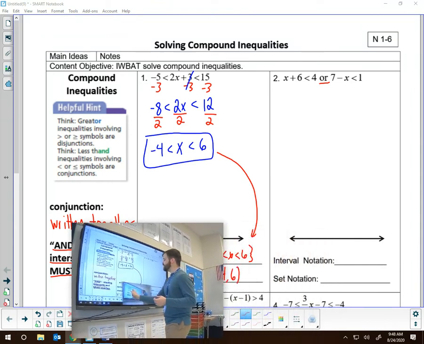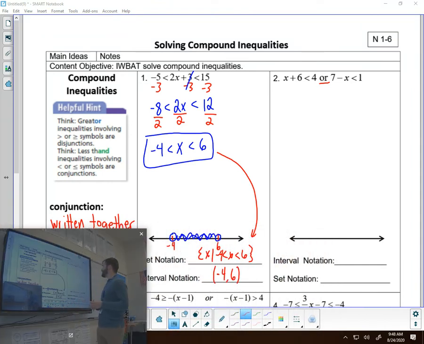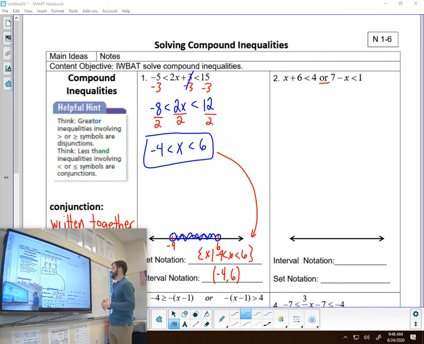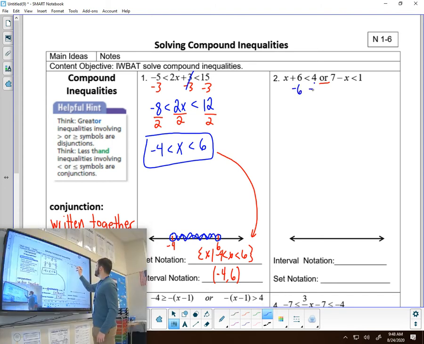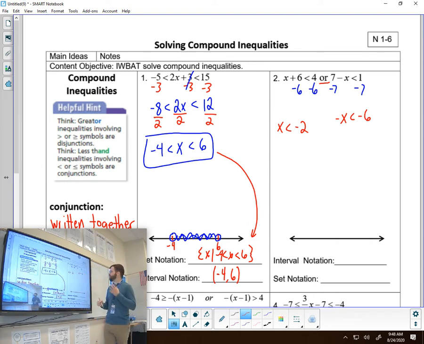Okay, let's take a look here at number 2, my first disjunction, my first one with an or in there. So we're just going to solve each of these. I'm going to start off solving number 2 here. I'm going to minus 6 to both sides. And hey, look, there's my answer. X is less than negative 2. On the other side, I'm going to start off by minusing 7 to both sides. That's going to give me negative x is greater than negative 6. Now I need to get that negative away from that x. And to do that, I'm going to divide both sides by negative 1.